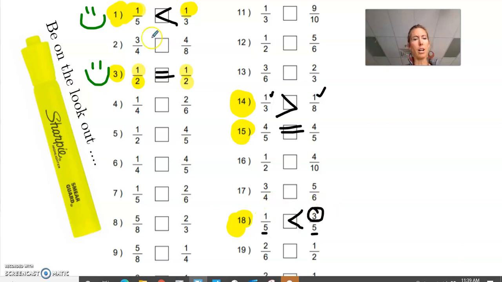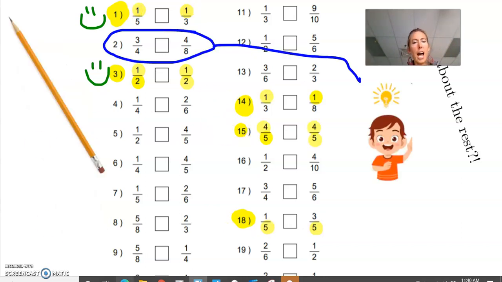Okay? All right, so those are super awesome, super nice, and you want to be on the lookout for those types of fraction comparison problems, because that's when you're like, oh yeah, things are going good. Now, there are a lot of problems left on here that we didn't highlight. So now I'm going to have you pick up your pencil, and you're going to circle. We're going to be on the lookout for certain ones, okay? So go ahead and circle number 2.